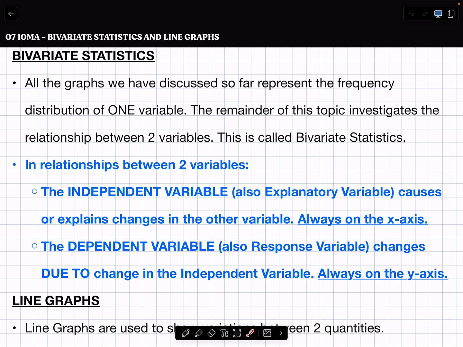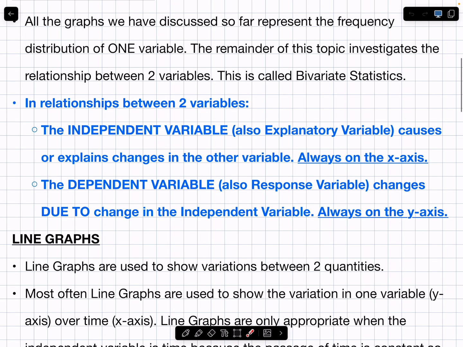When you're looking at two variables in maths, in science, it's always useful to try to determine the independent and the dependent variable. At year 12, we tend to call the independent the explanatory variable. So the independent variable is the one that causes change in the other variable. You must always put it on the x-axis. You don't get a choice where the independent variable goes. It always goes along the bottom.